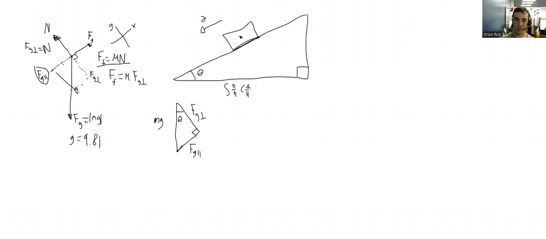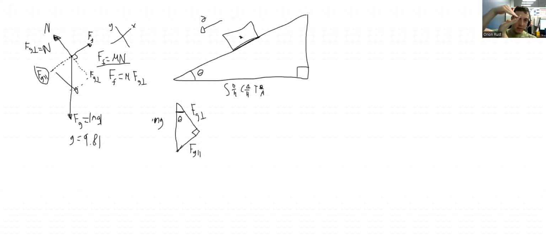SOHCAHTOA. Now, essentially, we're going to describe the force of gravity in terms of the regular force of gravity. We're going to describe these compartmentalized versions of the force of gravity in terms of regular plain old mg. So before we go in, does that make sense? Just imagine this triangle that we drew. We have this triangle right here.